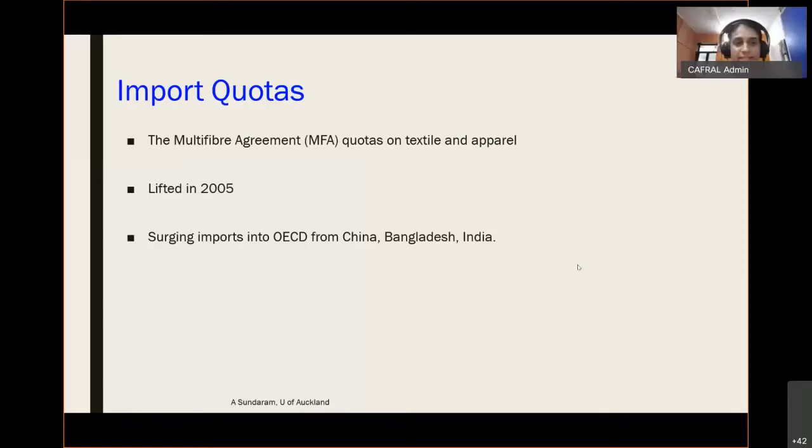So first thing is import quotas. Import quotas are quantitative restrictions. So instead of putting on a tariff, you say you can only import a certain amount. You can't import above that. Okay? So let me make 3 points with the quotas.